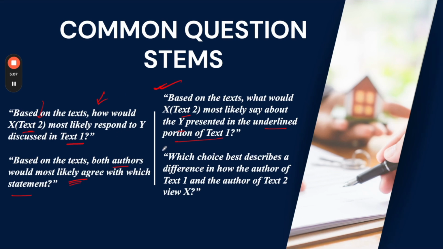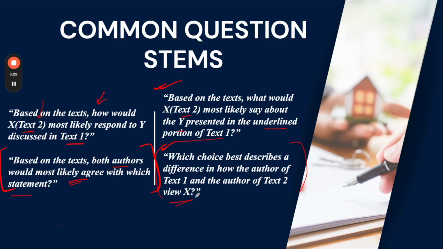Now let's see the last question stem over here. Which choice best describes the difference in how the author of text 1 and the author of text 2 view X? So remember the previous question stem was about the similarity, what was common between them, or what they would agree with. Now this question stem is about what they would disagree with, right? What is the difference between both of them?